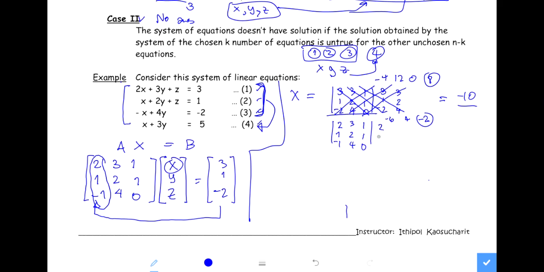So copy, copy again. Cross down to get 0, cross down is -3, cross down is 4. Sum of them is 1. Cross up, I get -2.